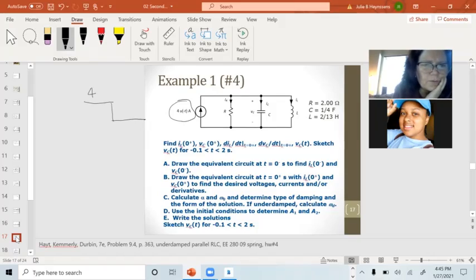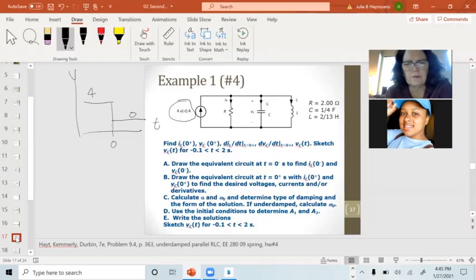It's 4 volts before t equals 0. This is time, this is the voltage axis. 4 volts, and it's 0 volts after t equals 0. So in the 0 plus circuit, it shows up. In the 0 minus circuit, it doesn't show up.